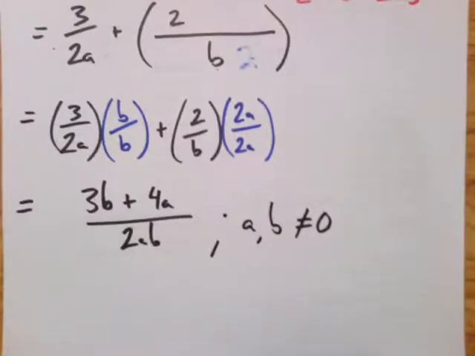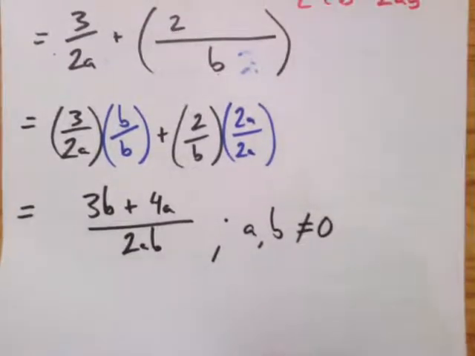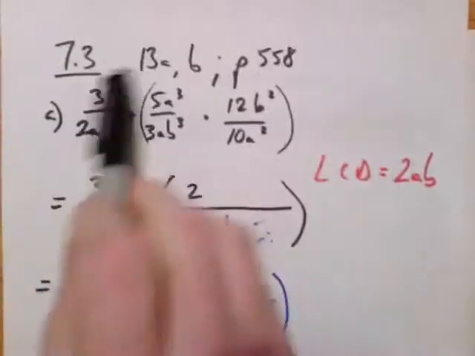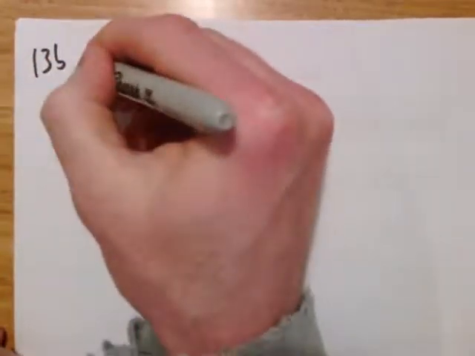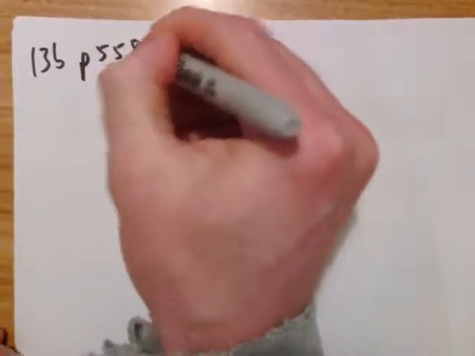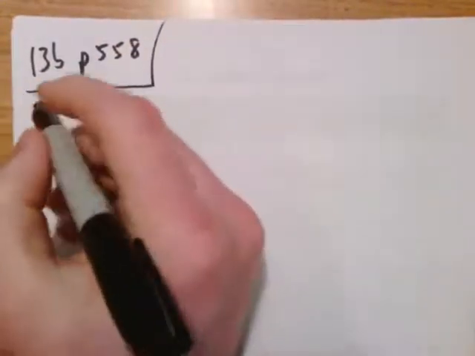Let me just check my work. 13a, 3b plus 4a over 2ab. Yes. So that's 7.3. Yeah, it is 7.3, 13a. Cha-ching. I will now do 13b, which is also page 558. It's another kind of order of operations question, just way bigger.